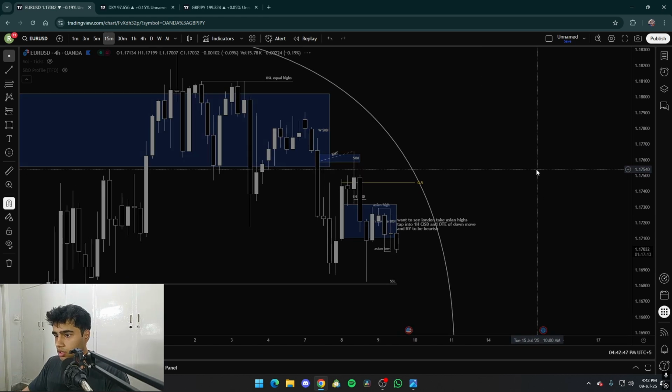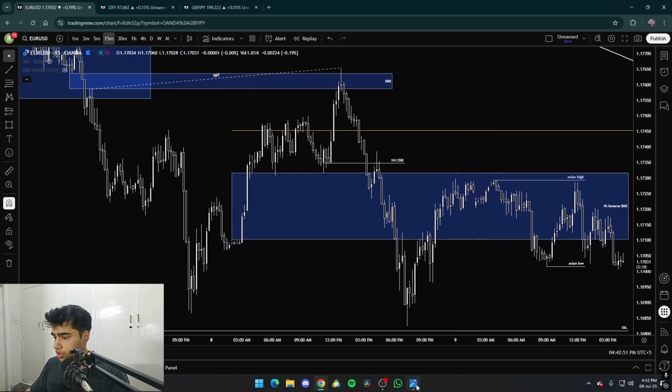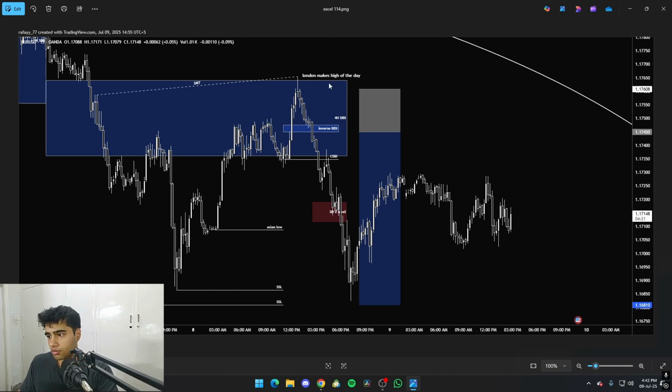Yeah, this was the entry I ended up missing. So we had a retrace to a 4-hour SIBI. This, as you can see, is accumulation, manipulation, distribution, the AMD profile. London ended up making the high of the day, which it most probably does. In most cases it does.